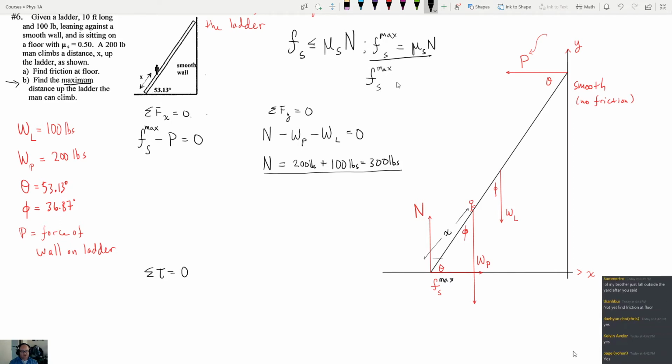So technically, the value of the friction depends on how far he goes up, right? We could calculate the friction when he's not on the ladder if we want to, but that's not what the problem asks. So see, mu s was 0.5, and we're multiplying by the normal force, which was 300. So we end up getting that Fs max is equal to 150 pounds.